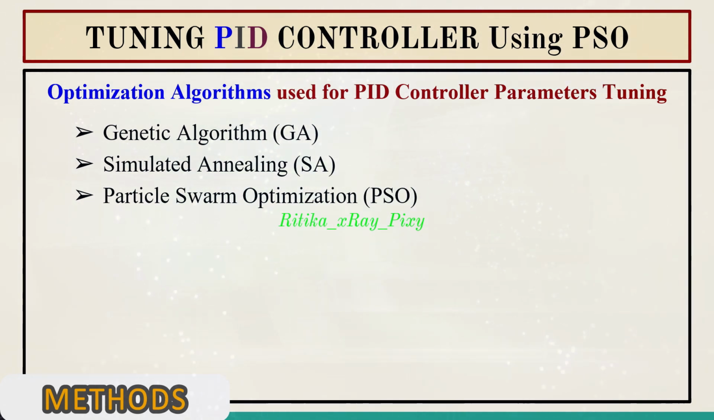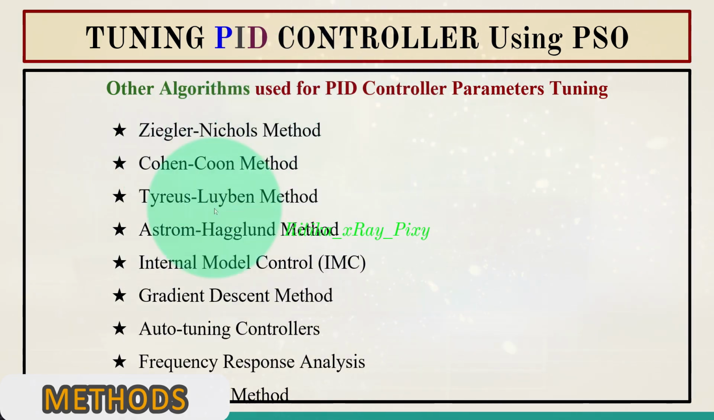the optimal performance. First you can see we have optimization algorithms that we can use for parameter tuning. Various optimization algorithms are used, such as genetic algorithm, particle swarm optimization algorithm, and simulated annealing. So we can use any algorithm to find the optimal PID parameters by minimizing a cost function that represents the system performance criteria. Else we can use different methods that are given here.